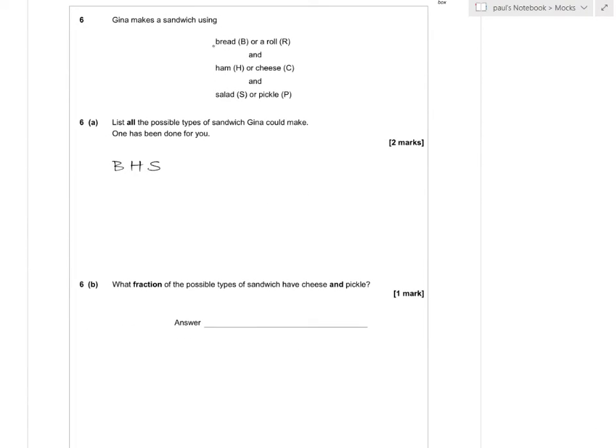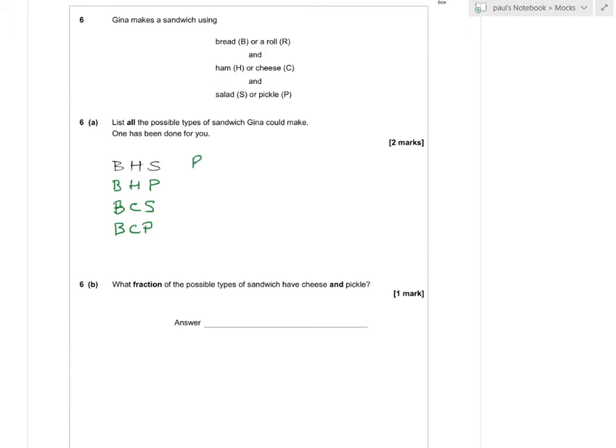Gina makes a sandwich using bread or roll, ham or cheese, salad or pickle. List all the possible types. One has been done for you. So we've got bread, ham, salad. So we can have bread, ham, pickle, or bread, cheese, salad, or bread, cheese, pickle.